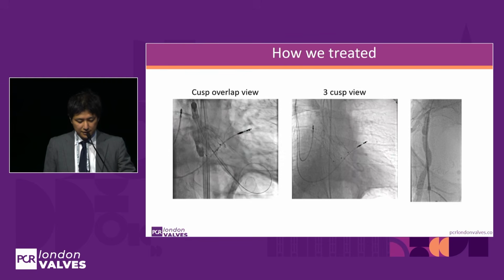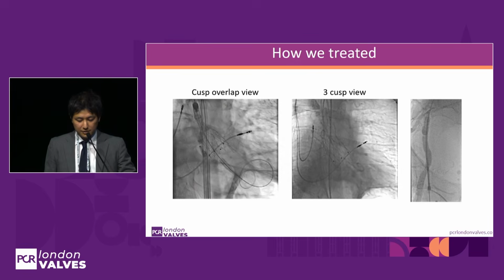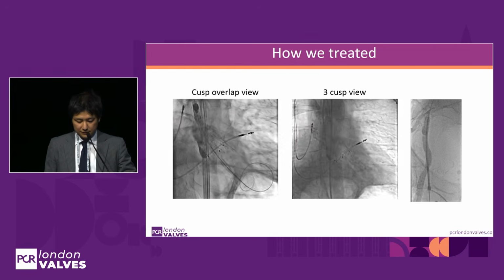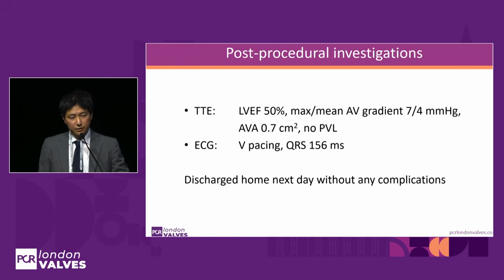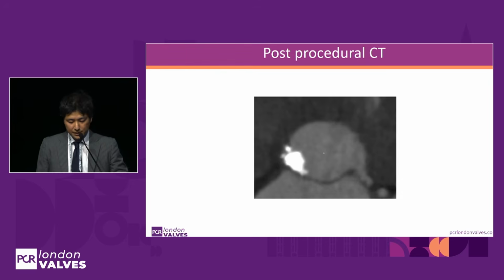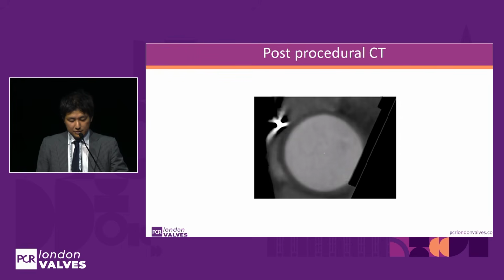We started from the cusp overlap view, and if we are happy, then go to the LCC isolation view, and then we deployed. This is the final result, with a good implantation depth and also no PVL, as you can see. And we closed the groin successfully. This is the echo the day after: a single-digit mean gradient, already improved ejection fraction, and no PVL, and the patient went home the next day without any complications.